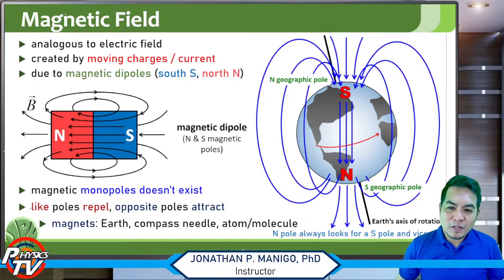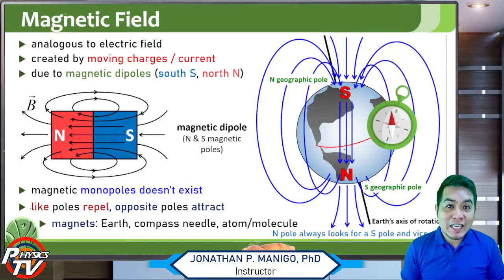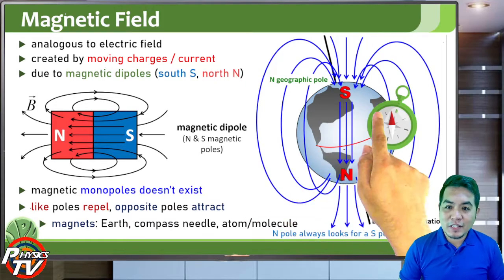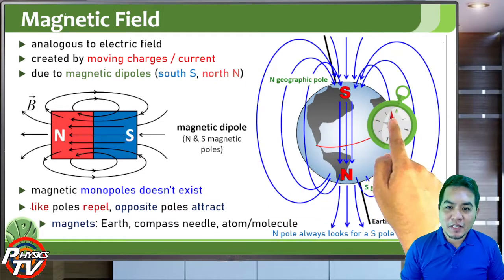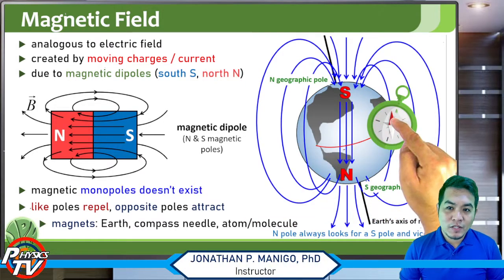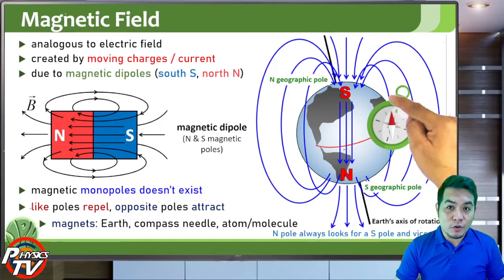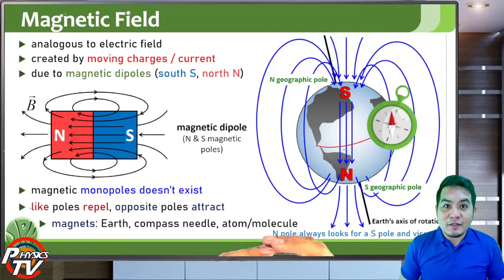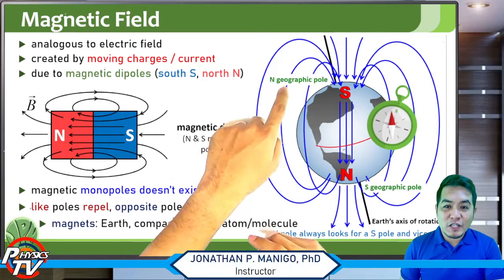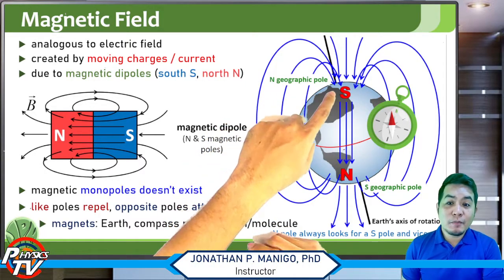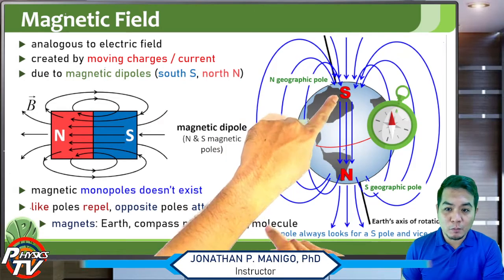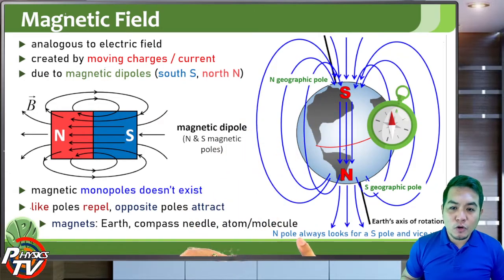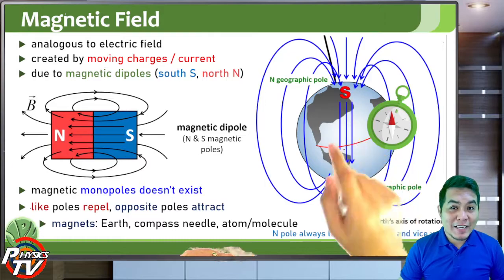So if you have a compass, the compass needle is actually a magnet. The shaded part here is the North Pole. So when the compass needle points north, it doesn't exactly point to the north geographic pole, but it actually points to a south magnetic pole. Because again, a north pole always looks for a south magnetic pole.